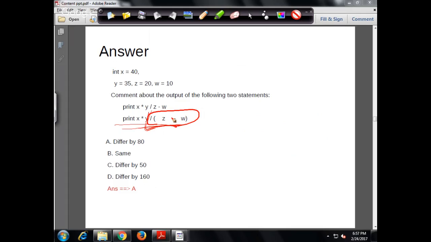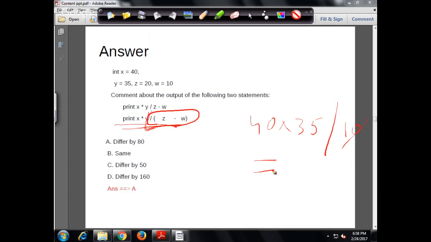So a bracket is always evaluated first, right? So z minus w will be equal to 10. That will be evaluated first, right? Bracket will have a higher precedence than multiplication and division. So what we are left with is 40 into 35 divided by z minus w, which is equal to 10.